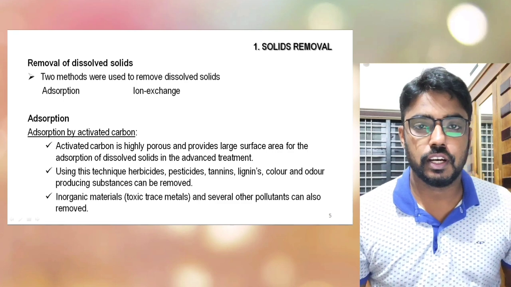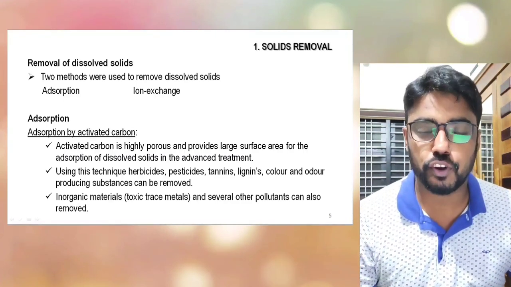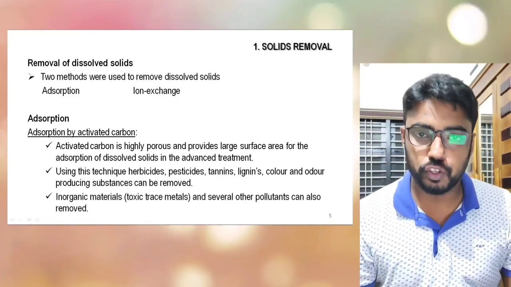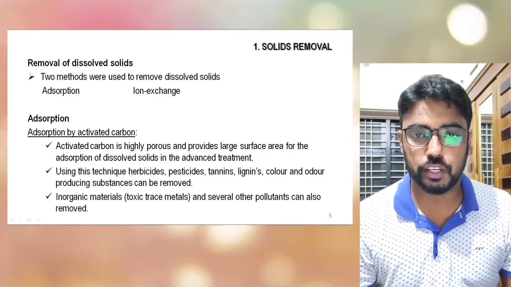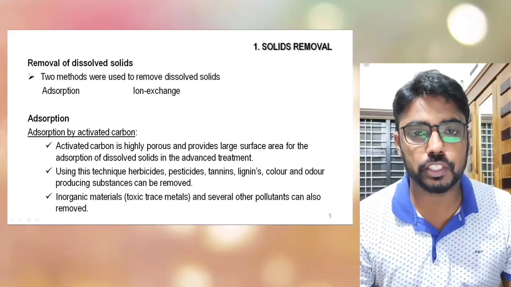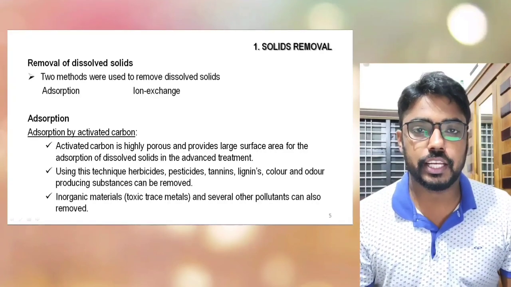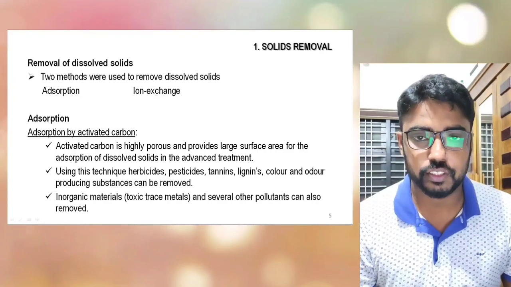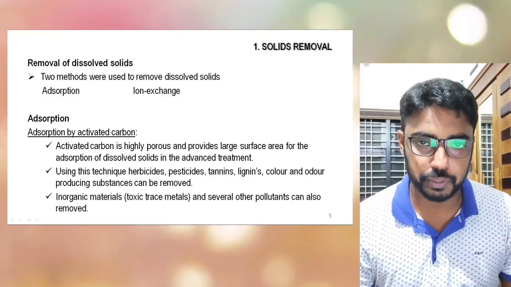Next, we can see the removal of dissolved solids. To remove the dissolved solids from the effluent of secondary treatment of wastewater, we can use two methods. One is the adsorption method and another one is the ion exchange method. First, we can see the adsorption method.